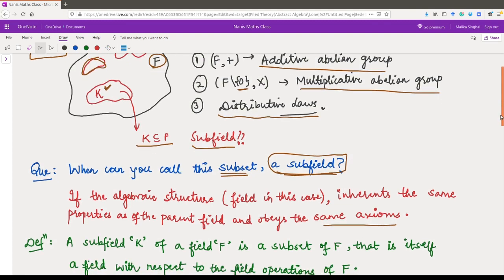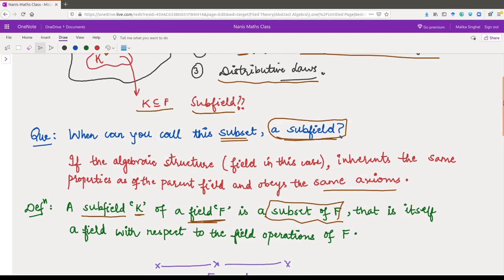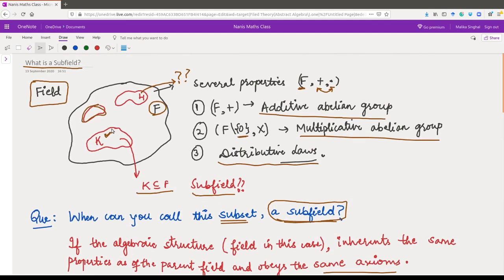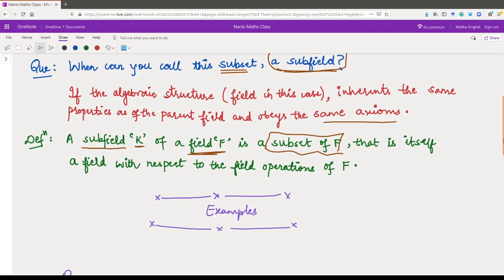So let us look at the definition. Formally, let us define what a subfield is. A subfield, let us call it K, of the field F is a subset of F that is itself a field with respect to the field operations of F. That is, from a bigger field, you have taken a smaller subset out of it, which itself is a field. You can call that a field independently. So that is a subfield. Let us look at some examples.